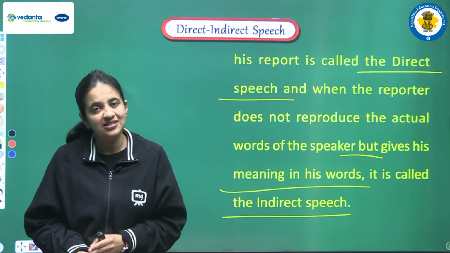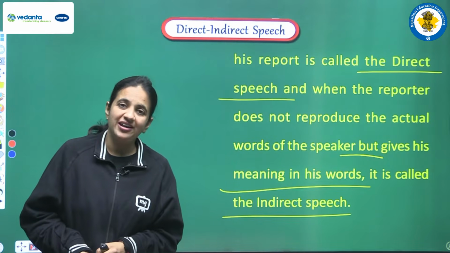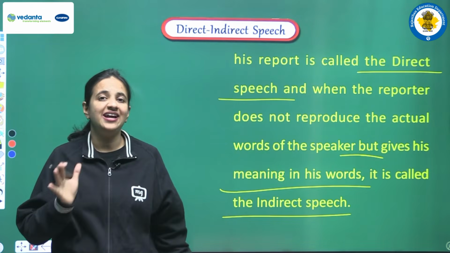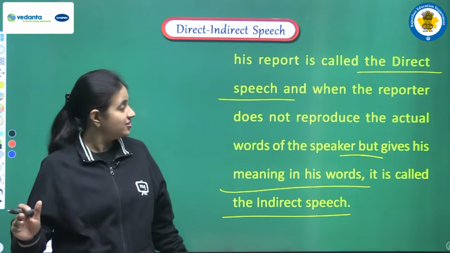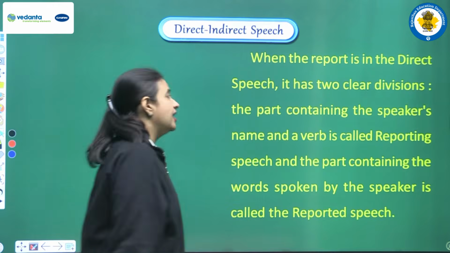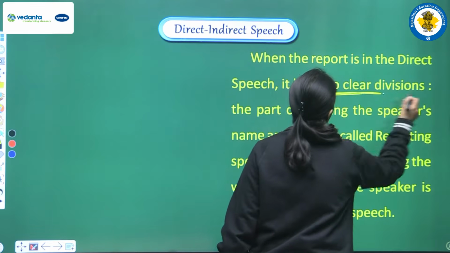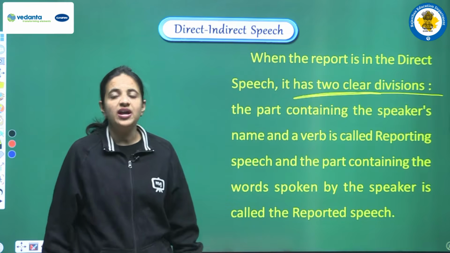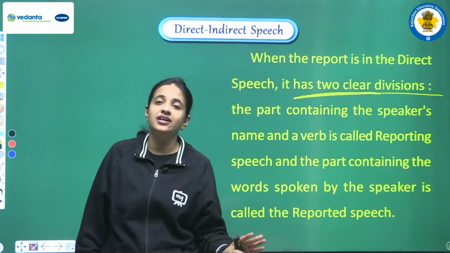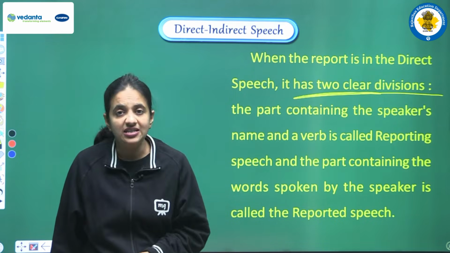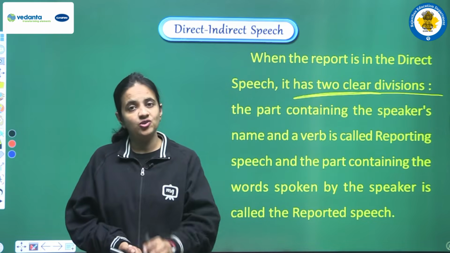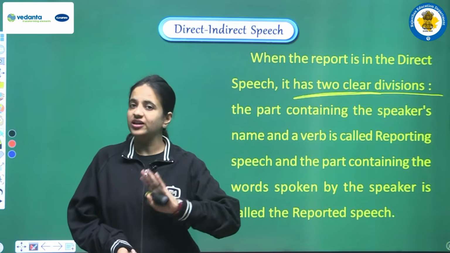I hope this term is clear to you all and you are able to understand the difference between the structure of direct and indirect speech, right? Now next, moving on, let's see. When the report is in direct speech, we have two clear divisions. So now we are talking about direct speech in a detailed manner. Till now this is clear to us that direct speech means the speaker is using the exact words and not doing any kind of changes.